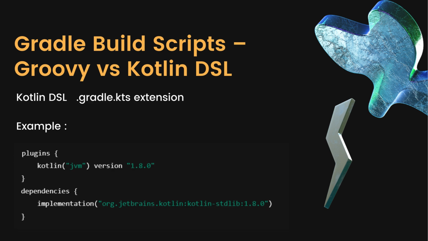Now let us look at how the Kotlin structure looks like. In Kotlin, we have .gradle.kts as the extension of our file. And in this example, you can see we declare plugins and dependencies in double inverted quotes. So in Groovy it will be single inverted quotes, and in Kotlin it will be double inverted quotes. This is the syntax difference between how they look.